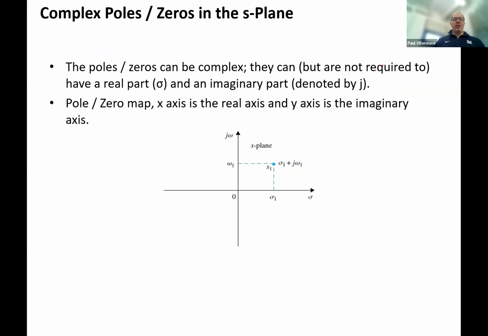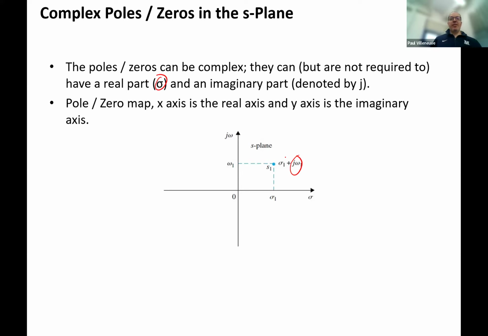All right, so poles and zeros can be complex, but they don't have to be. They can be complex, but they can be purely real. And they can have no real part. So we're going to have a couple of terms. Our sigma term is the real part. And we always go with omega over here. Why do we call that omega?